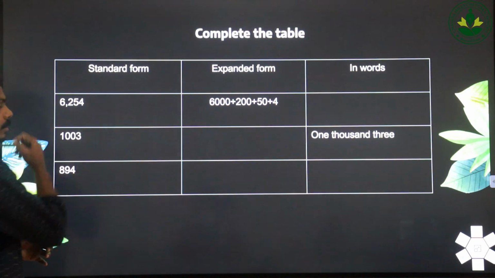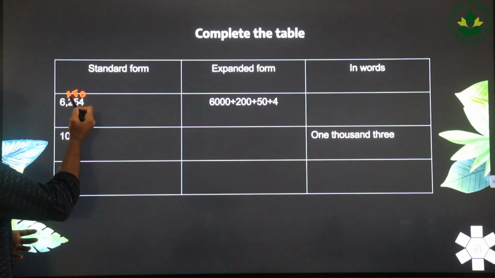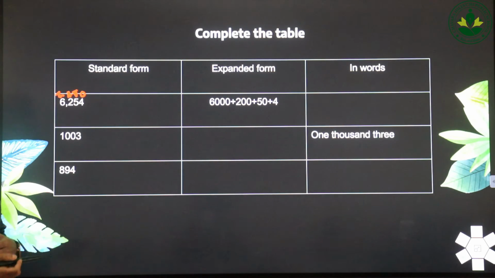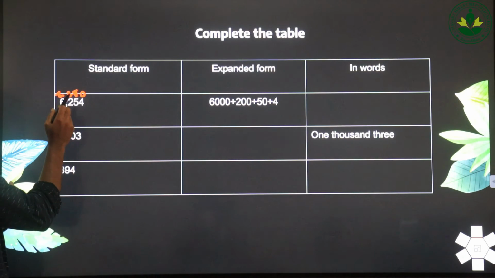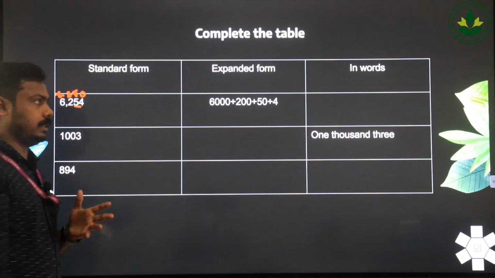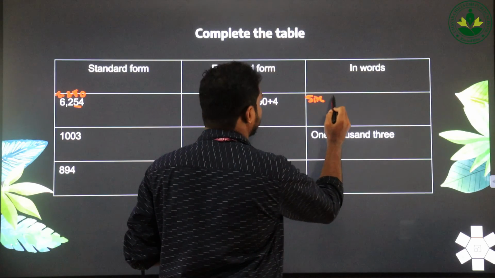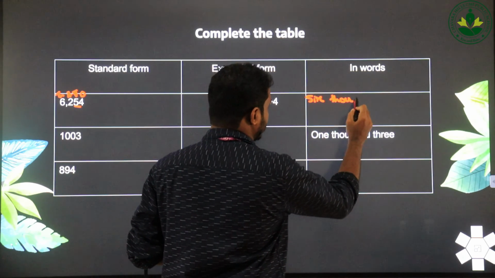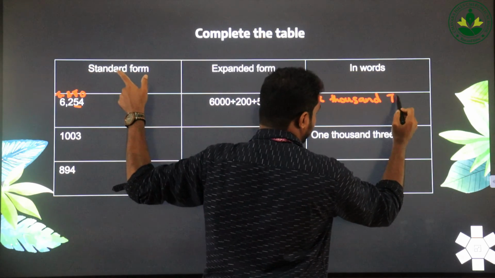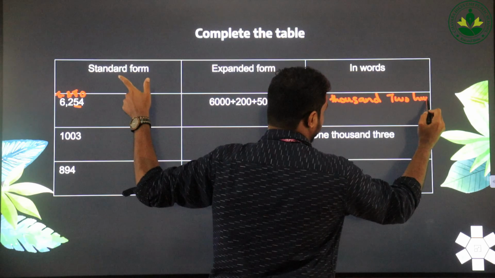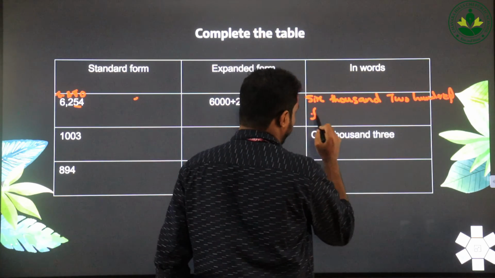How to read this number? First you write the place values: ones, tens, 100 and 1000. So the number is 6254. The number name is 6000, 200, 54.